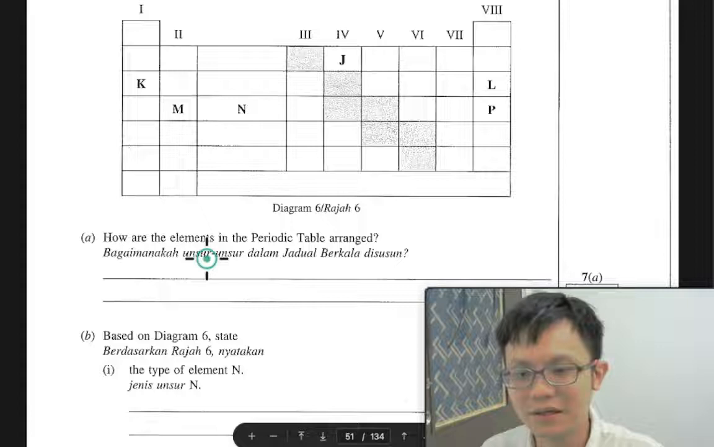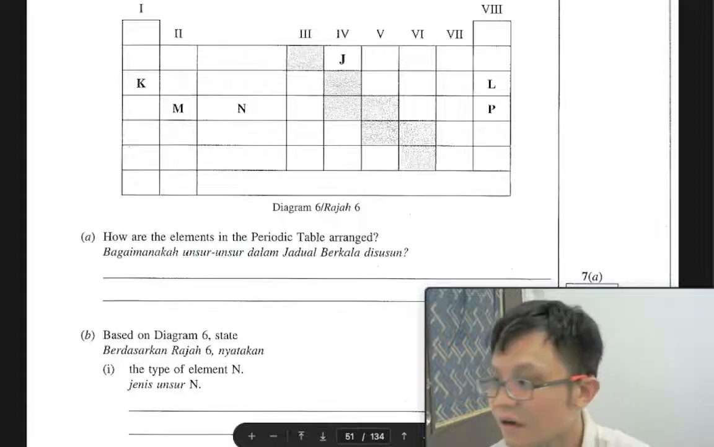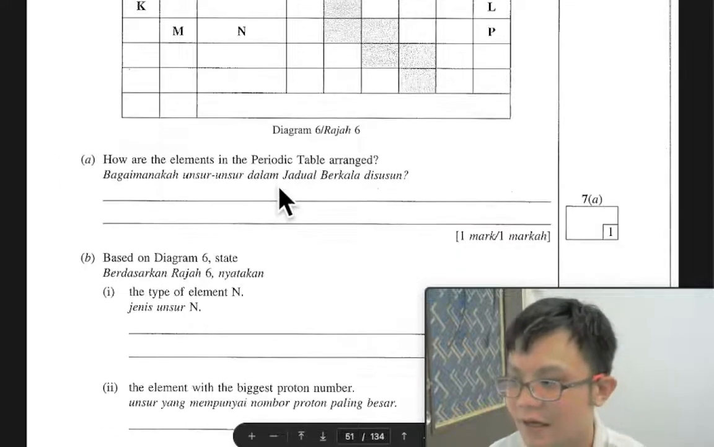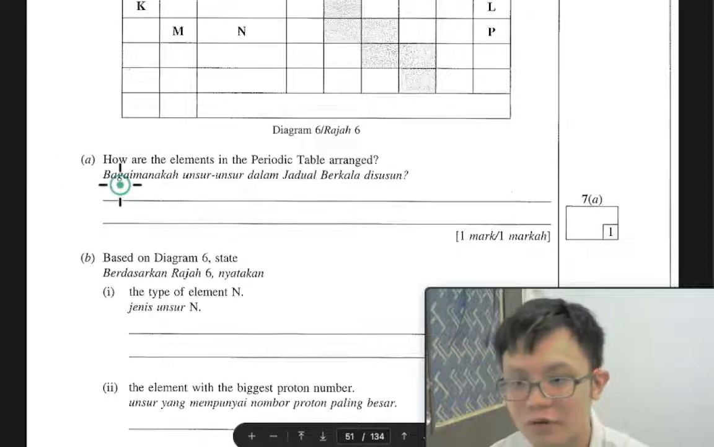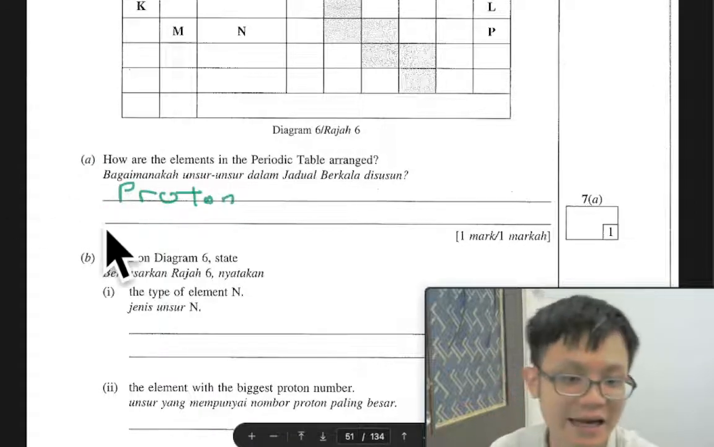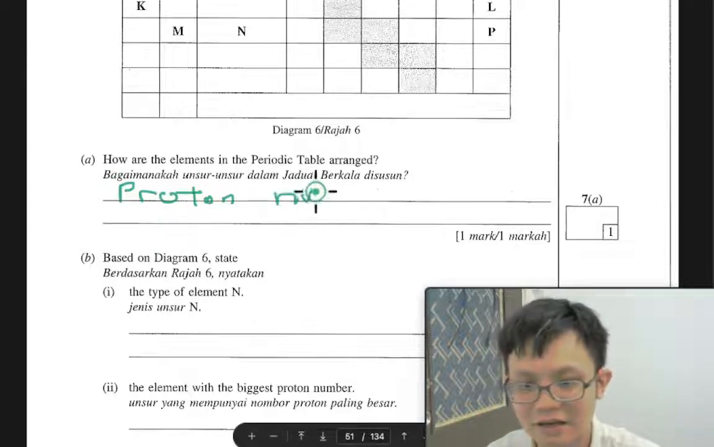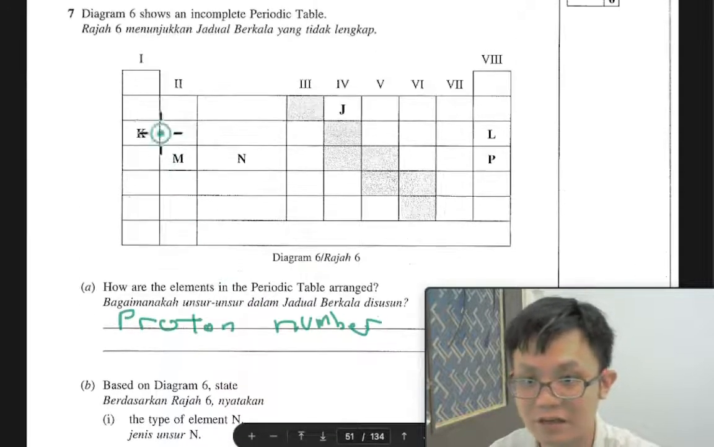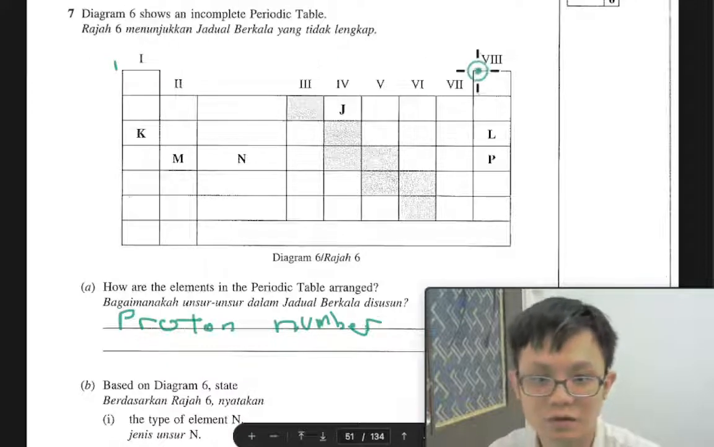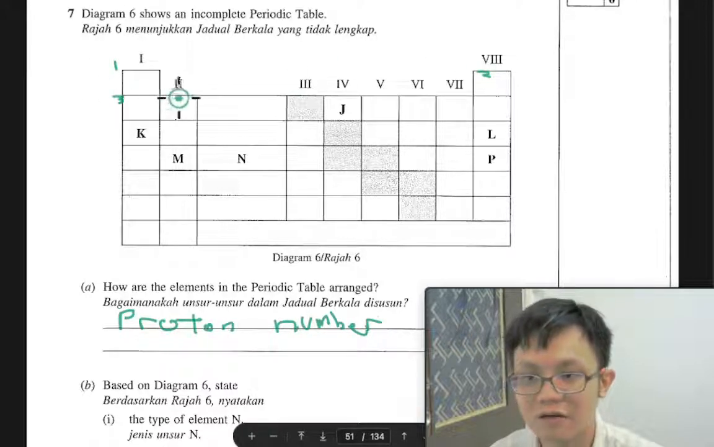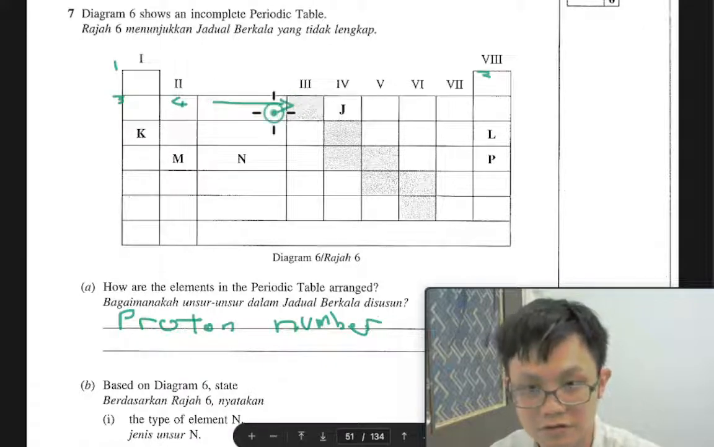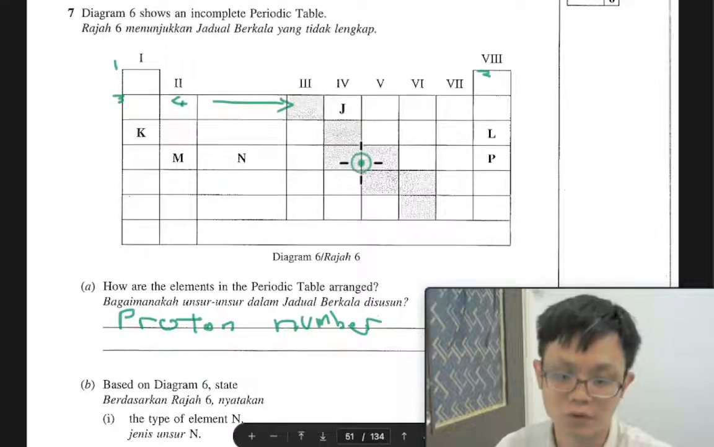How are the elements in the periodic table arranged? Okay, so the periodic table is arranged according to what number? According to proton number. Yeah, so the answer, don't write this, because I need to use my mouse to write, and I cannot write fast. Okay, it is arranged according to the proton number, because here will be proton number 1, proton number 2, proton number 3, 4, and so on. So this is how it is arranged according to the proton number.